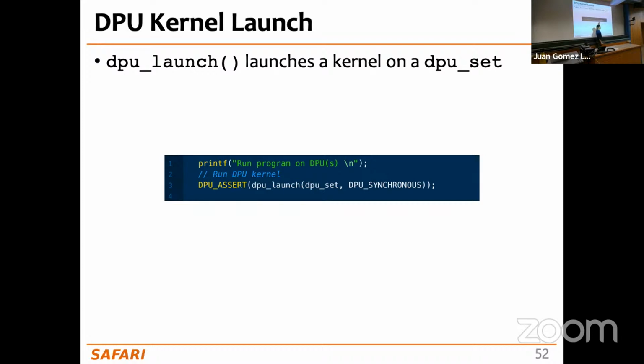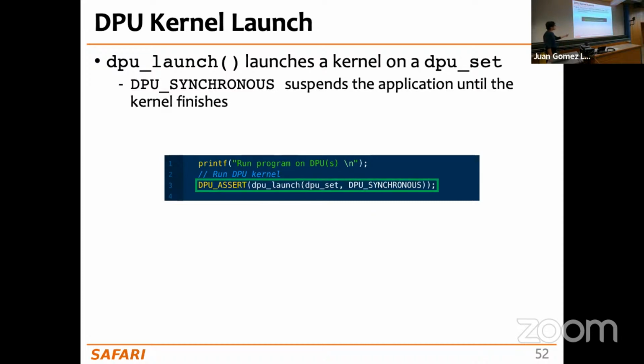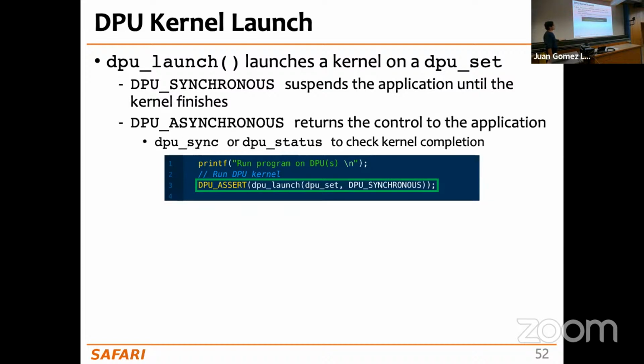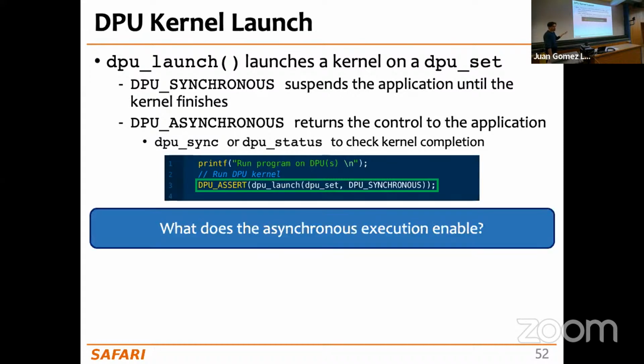Observe that we don't have to say what the kernel is that we want to execute, because we have already loaded it into all DPUs. And here we target the entire DPU set with this DPU launch. At this point, the kernel starts running on the memory side. Observe as well that these launches can be synchronous or asynchronous. Synchronous means that the CPU waits here until the kernel terminates. Asynchronous means that the control returns to the application, to the CPU thread, and it can perform other operations.